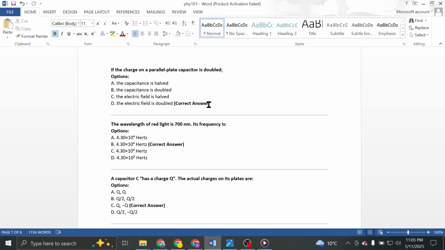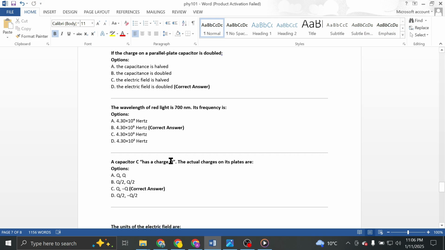The wavelength of red light is 700 nanometers. Its frequency is options: A. 4.30 times 10 to the power of 4 Hertz. B. 4.30 times 10 to the power of 5 Hertz. Correct answer. C. 4.30 times 10 to the power of 3 Hertz. D. 4.30 times 10 to the power of 2 Hertz.